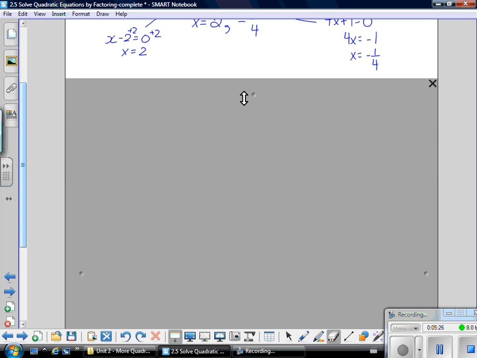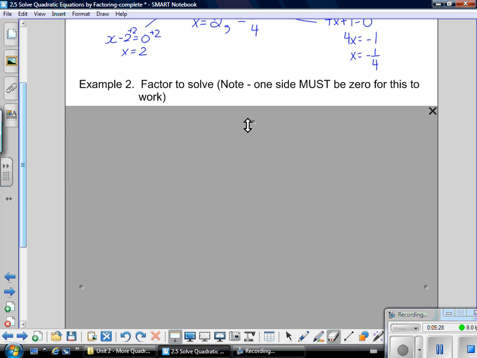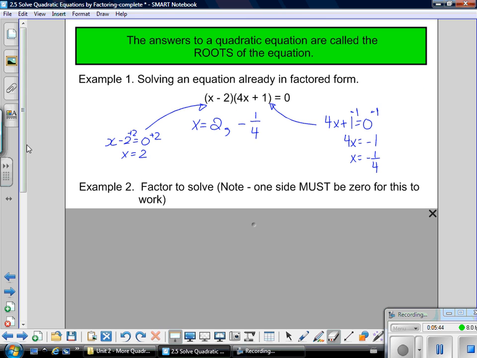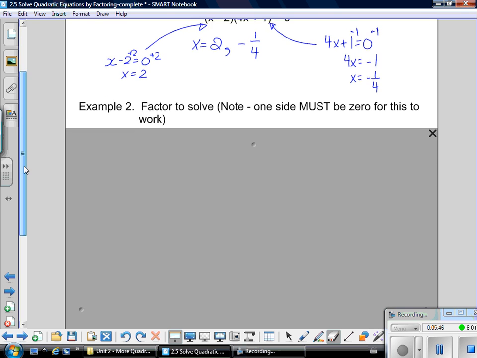Now the next types of questions are factor to solve. One thing you should know is that in order to solve, you have to have one side equal to 0 in order for it to work, because remember, we use this property, a times b equals 0. That means it has to equal 0 on one side. So let's take a look at the first question.